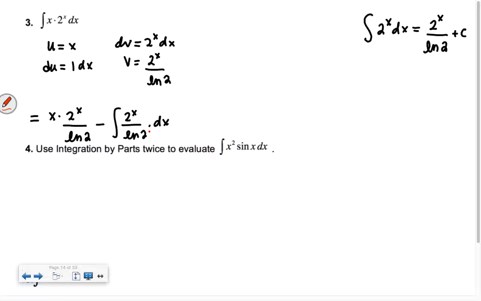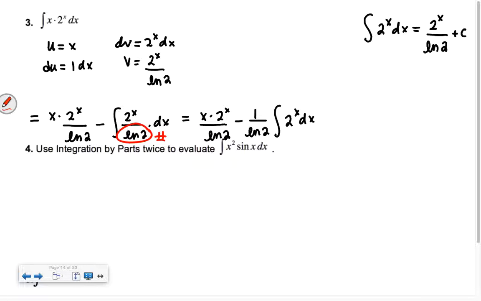Okay. Natural log of 2, that's just a number. So what can we do with those numbers? Just pull it to the front, right? So let's simplify. We have x times 2 to the x over natural log of 2, and we're going to have minus 1 over natural log of 2, and then we have the integral of 2 to the x dx.